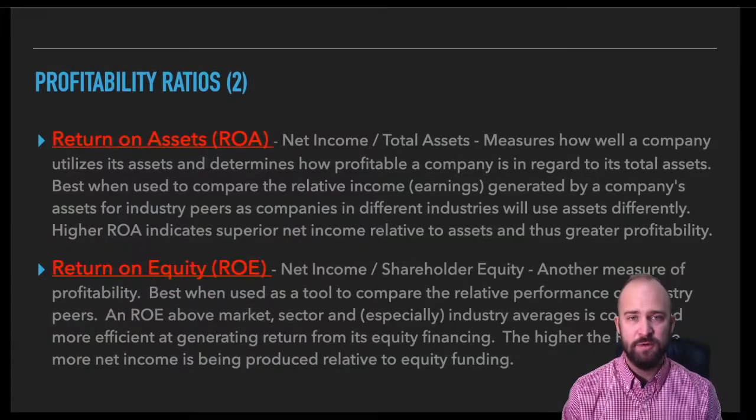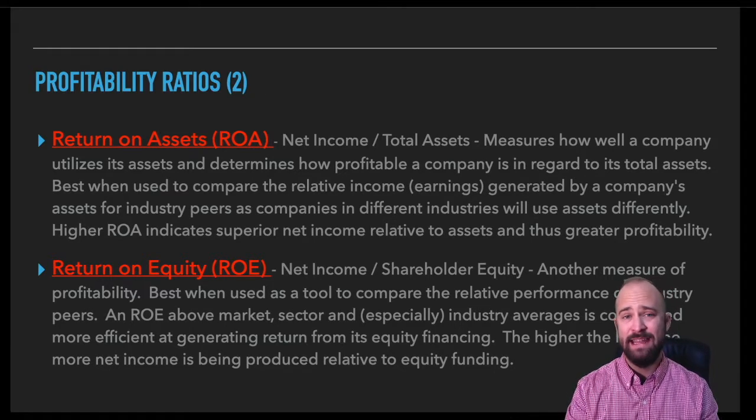But before we get into our example analysis, let's talk about return on assets and return on equity. Now, return on assets just takes the net income and divides it by the total assets. So again, net income comes from the income statement, and it tells us how profitable a company is after deducting all the costs and expenses associated with ongoing business operations. Return on assets specifically measures how well a company utilizes its assets and determines how profitable a company is in regard to its total assets.